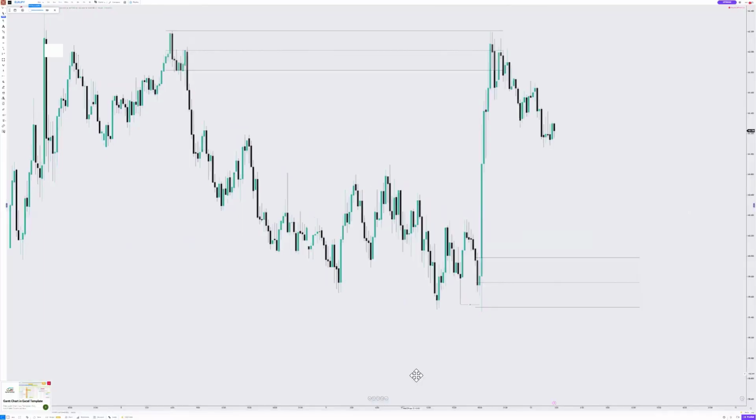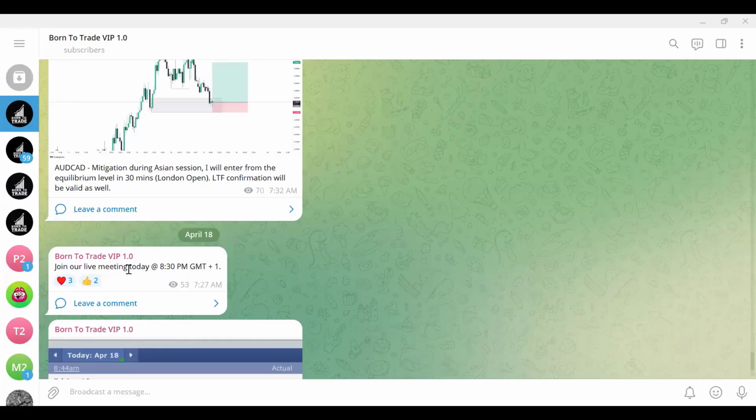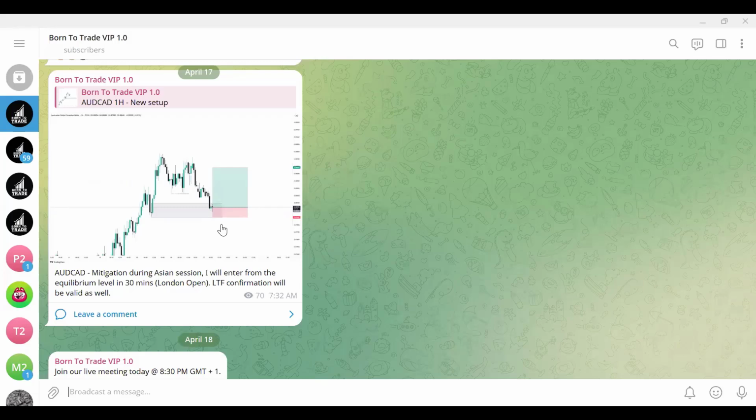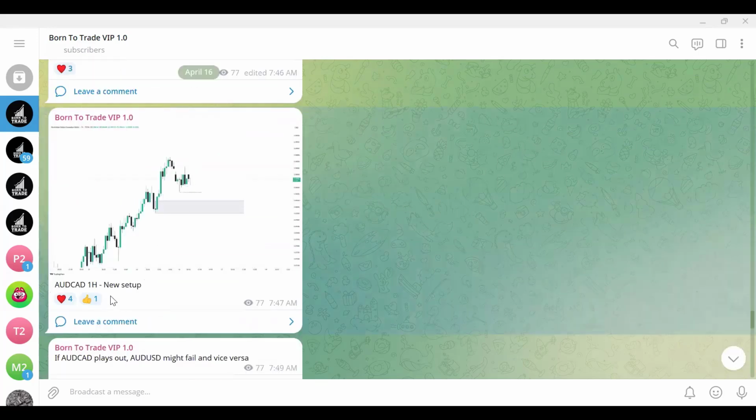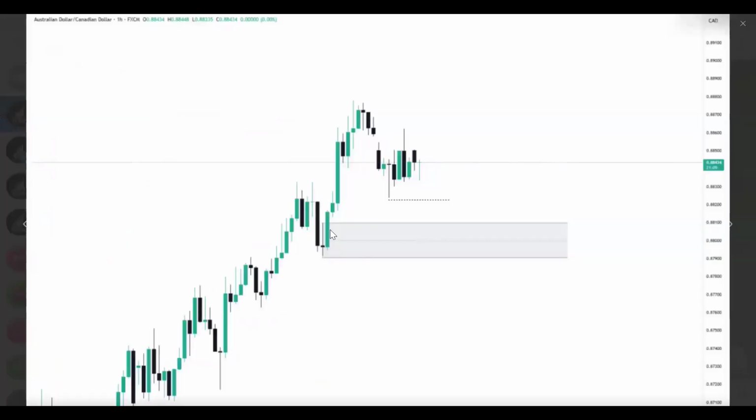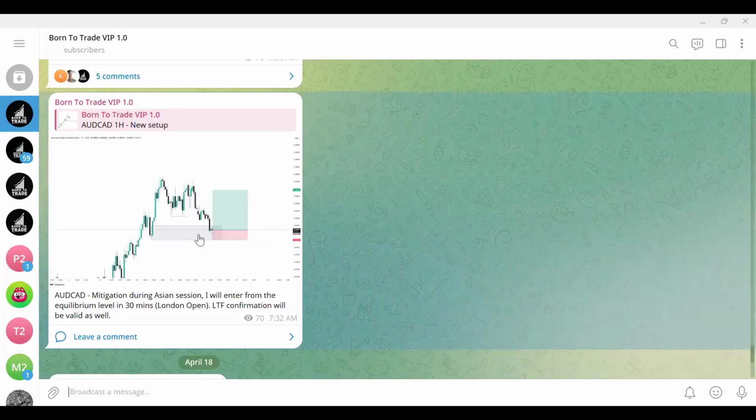So the very first example we'll be covering today is AUDCAD, and it's going to be on the 1 hour time frame. So this was the setup when it was shared. It's a new setup when I shared it to the community. And these were the levels, and I believe the things I'm explaining, you can clearly see right here. So this was what I explained to them.